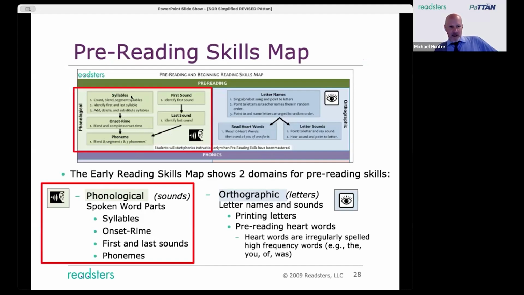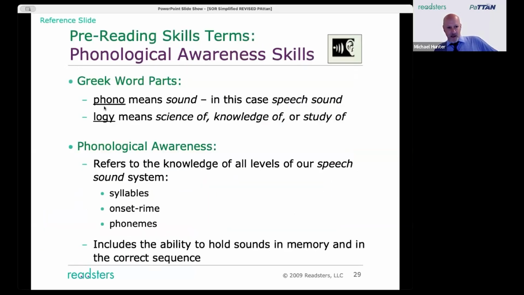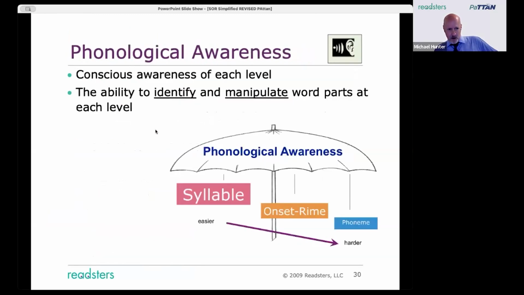But so going back to the map, you will see that there is a continuum under phonological: syllable, onset, rhyme, and phoneme. This is probably familiar for you. We would include in that first and last sound identification. That is the domain and the sequence of instruction for phonemic awareness prior to phonics instruction. And then this is a reference slide, just gives you a little more detail about phonological awareness in case you aren't familiar with the term.